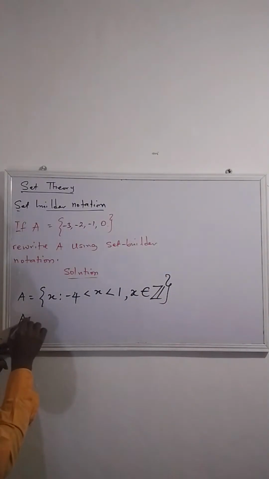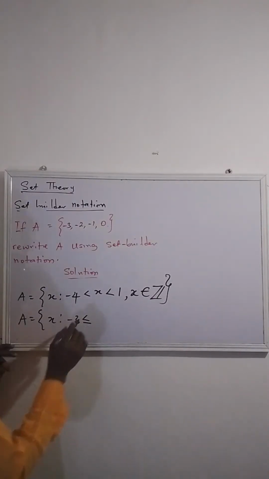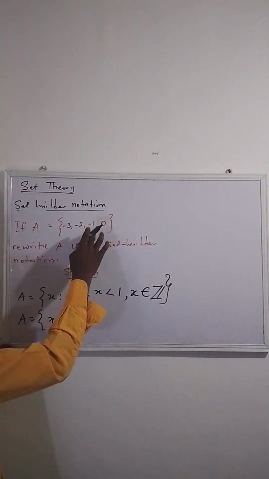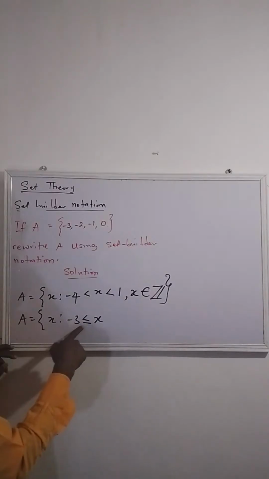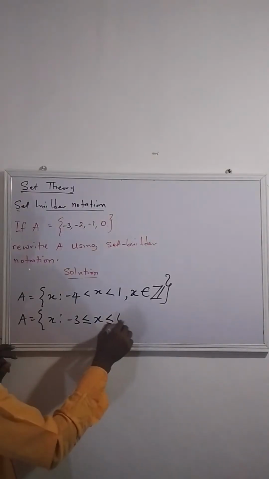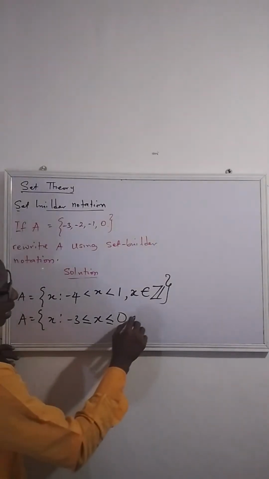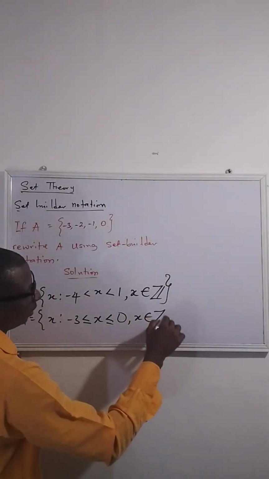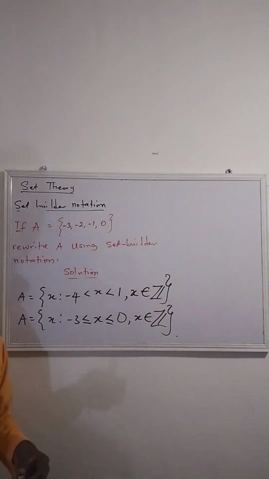Now see, another way of writing it, I can write A is the set of x such that -3 is less than or equal to x, less than or equal to 0. They are all less than or equal to 0. So where x is contained in integers. All right, so that is that. So that is all about set builder notation.